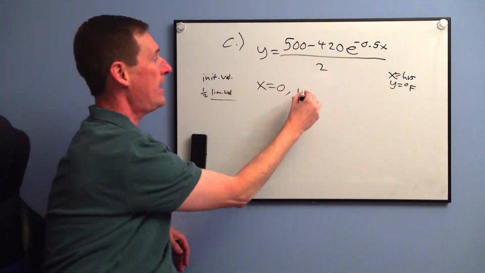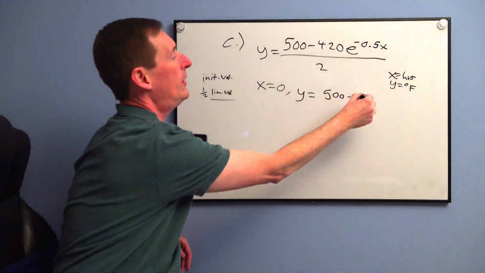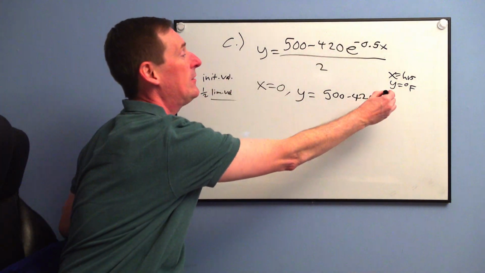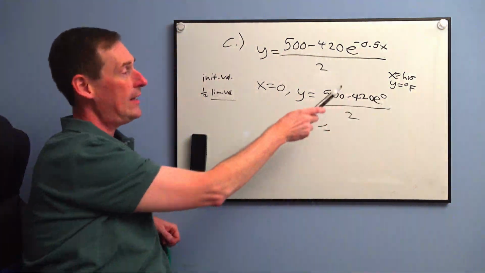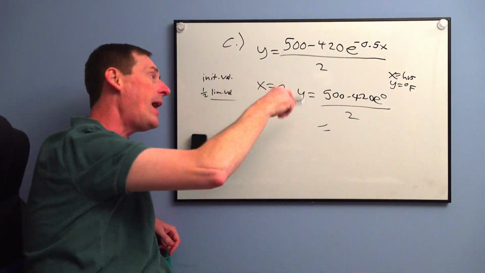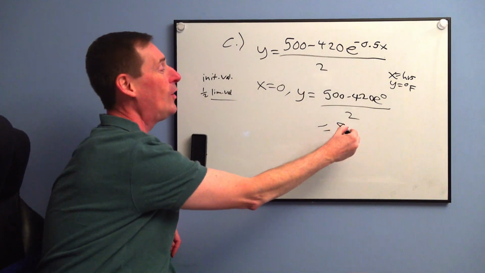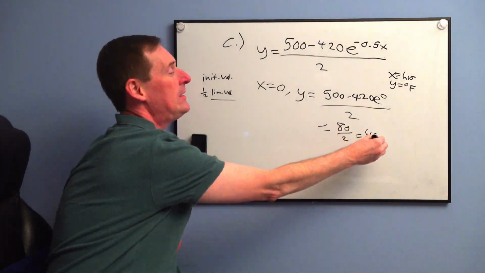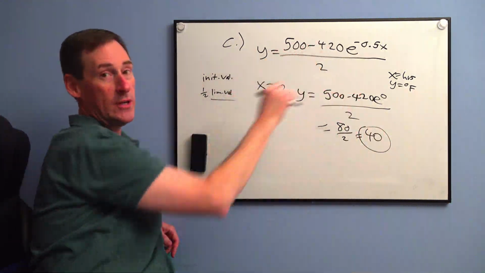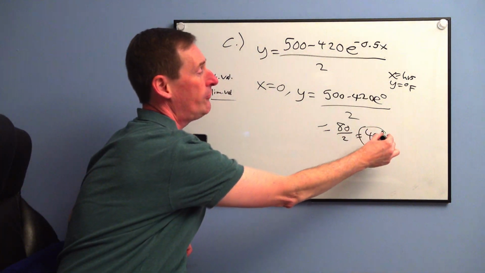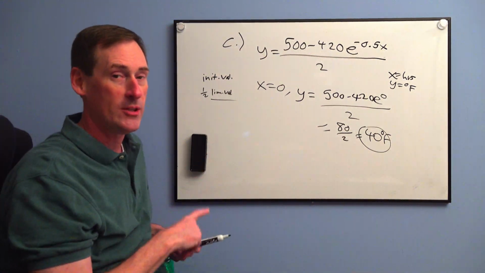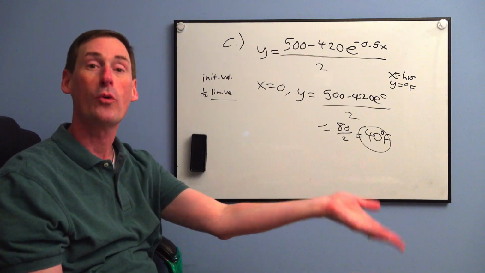Plug in x equals 0, and y would be 500 minus 420 e to the negative 0.5 times 0, which is indeed 0. And then you get 420 times 1, which is 420. 500 minus 420 is 80, over 2, which is 40, the initial value. That was a y. Y is degrees Fahrenheit. So the pork chops are 40 degrees Fahrenheit. So they probably just came out of the fridge. They're cold. They're all marinated in some delicious marinade. And now we're going to put them on the grill and we're going to heat them up.